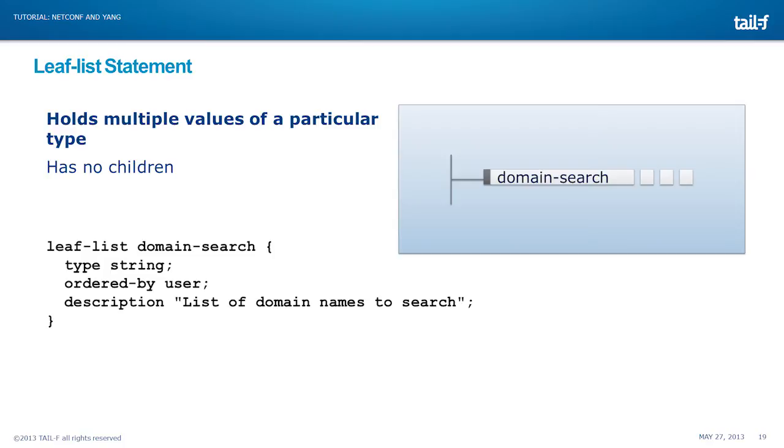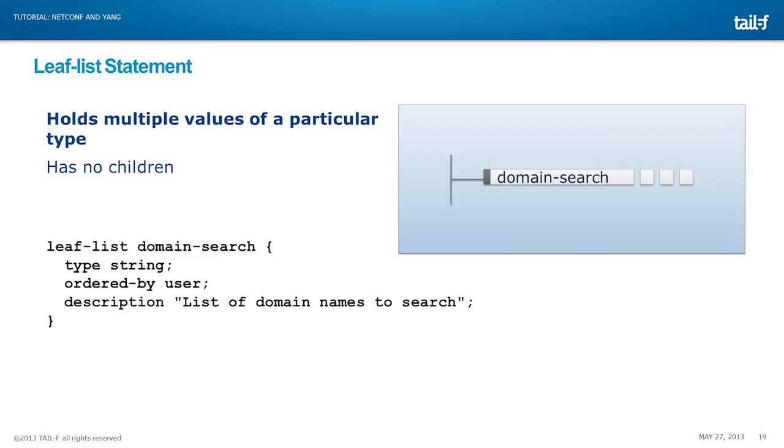Now here in this domain search, we see the attribute ordered by user. Ordered by can also have the value of system. By default, leaf lists are ordered by system, meaning you can populate items in that list, and the system can decide what order to store them in or present them back to you. So you may enter them in one order, but later on when you show them, they may be shown to you in a different order than entry because the system is free to order them and store them however it thinks is most efficient.